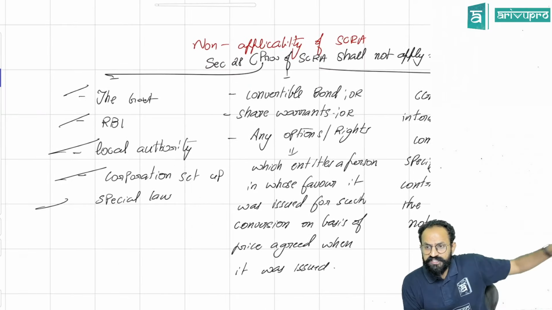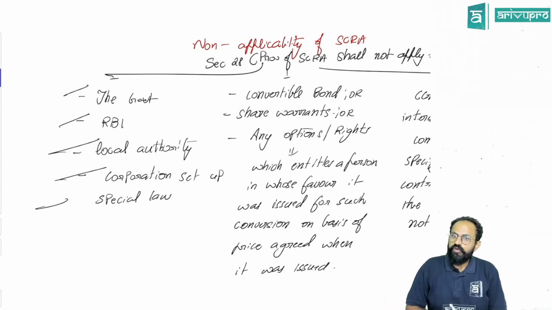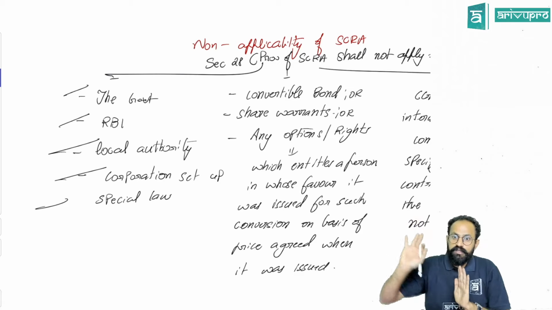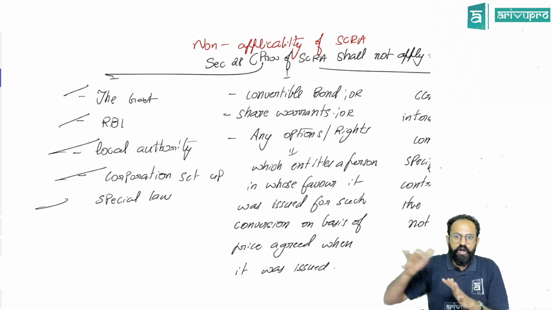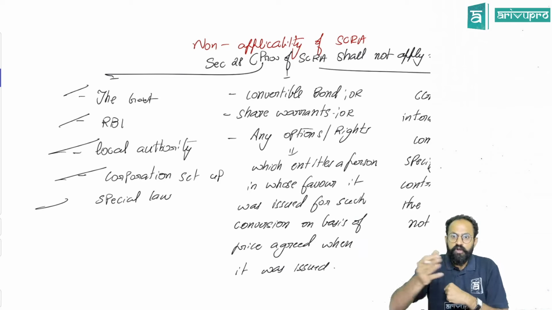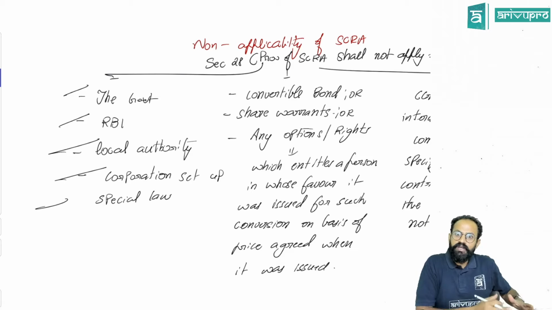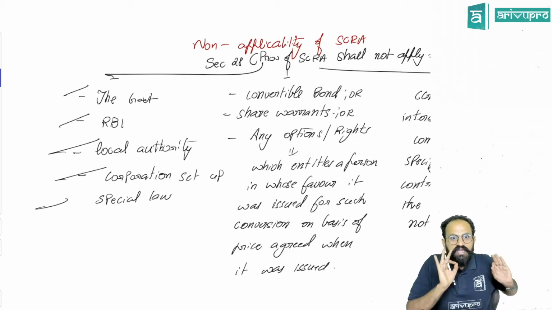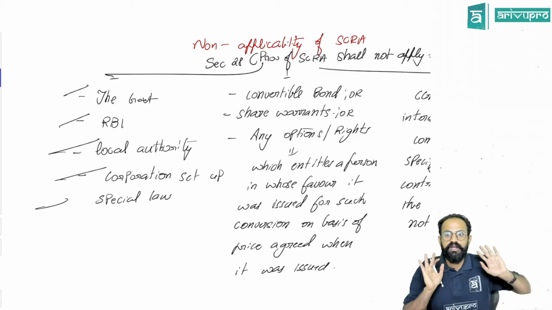Which one? The corporation set up by special law. No. Government company is different. Government company comes under a normal company only. So a government company will also have to write an application to ROC. They are not special. The best example is ONGC, or SBI, or BSNL. All these are government companies. Then what is the difference? They are normal commercial companies making profits, in which the government has the maximum shareholding.